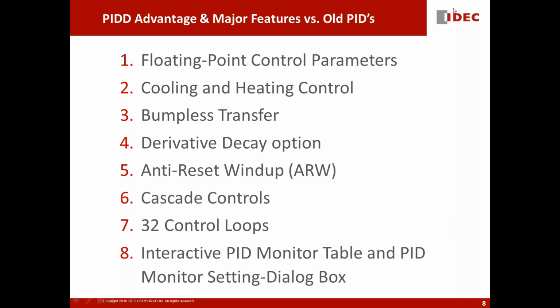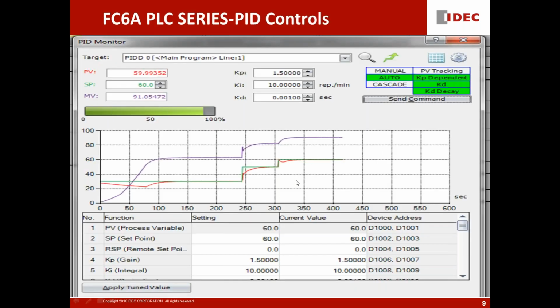In the new PID, you get floating point control parameters. You get cooling and heating control. Of course, you can do both. You get bumpless transfer and built-in derivative decay. You get the anti-reset windup, the cascade option, and you can do up to 32 control loops. And of course, the interactive part. I like that. This is what we added to everything else: your interactive PID monitor table and PID monitor setting box. I will get to that.